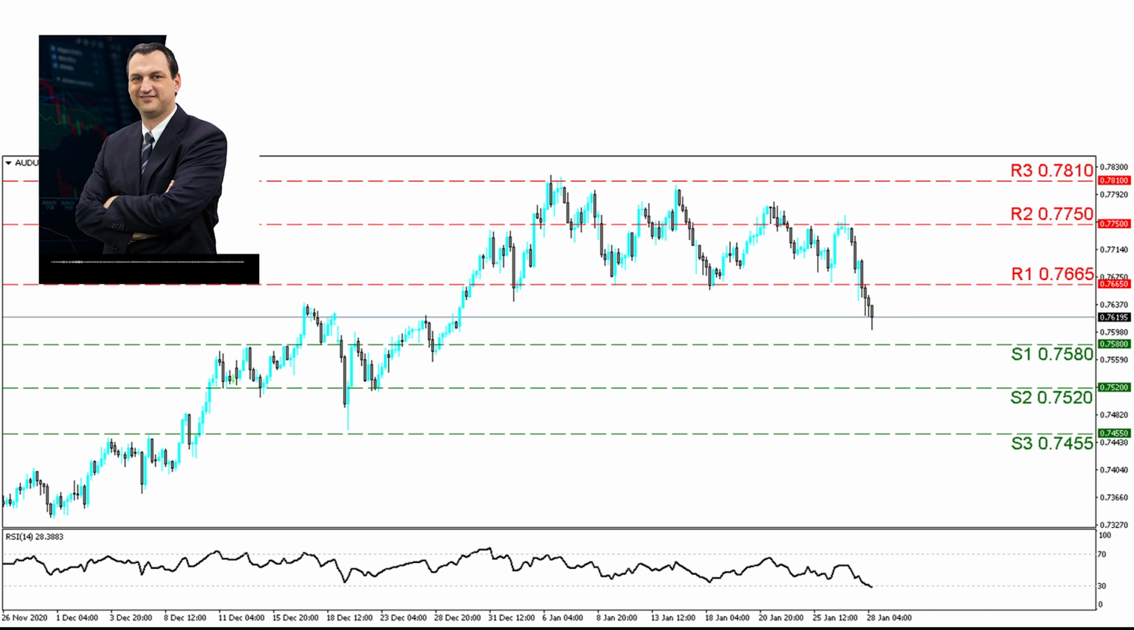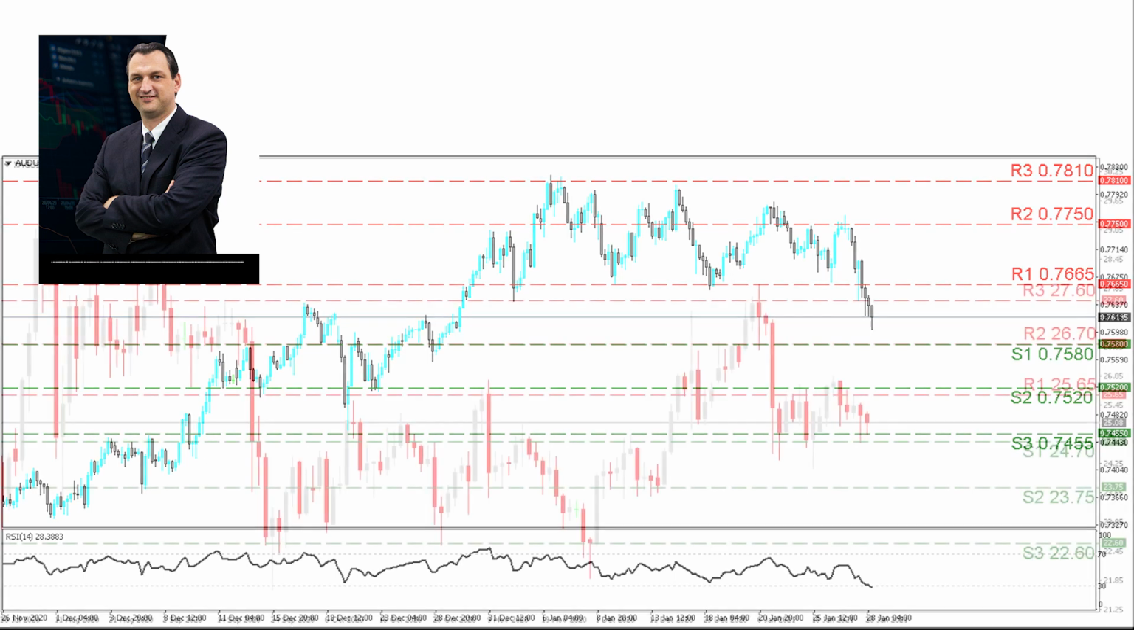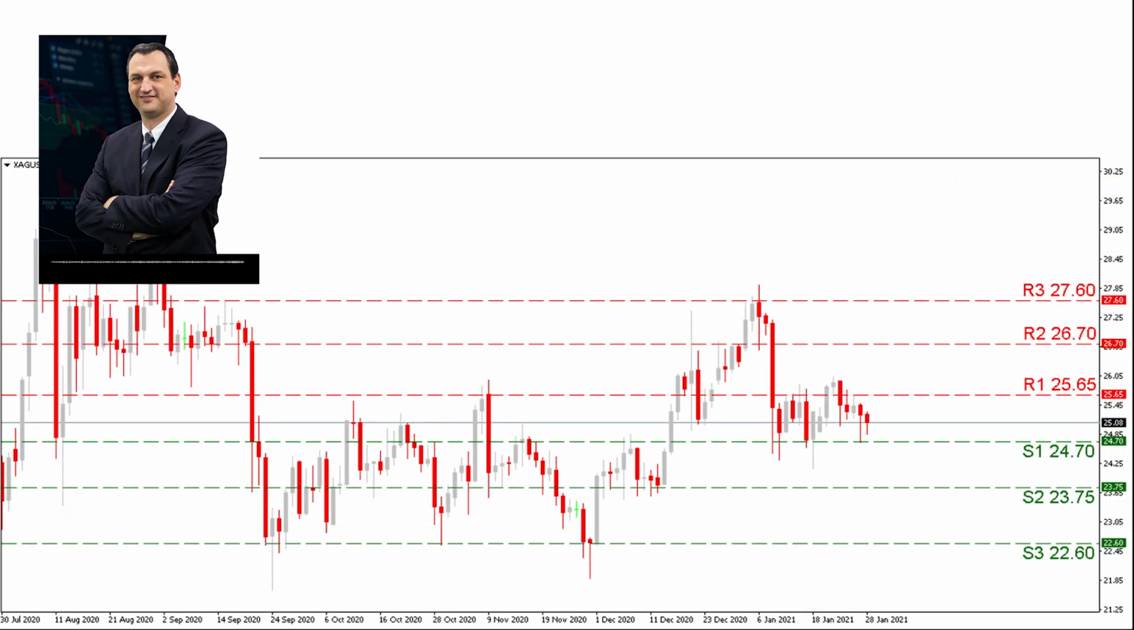And last but not least, silver's daily chart. Traders should be aware that precious metals price action really depends on how the US dollar will react to stimulus package announcements in the short term. At the moment, the precious metal is trading between our R1 2565 resistance level and our S1 2470 support level.